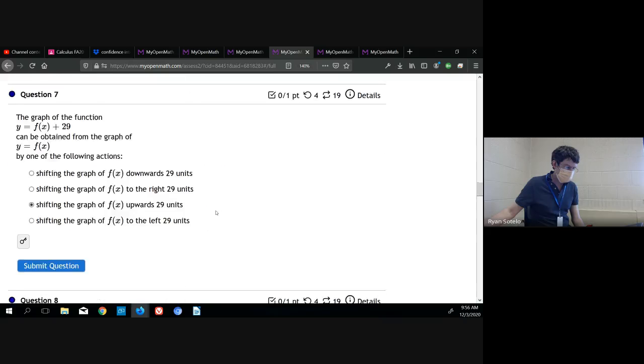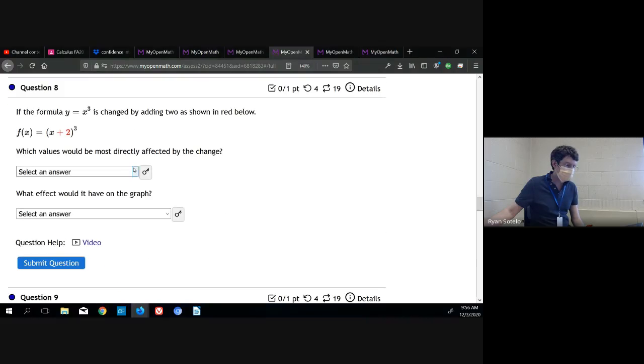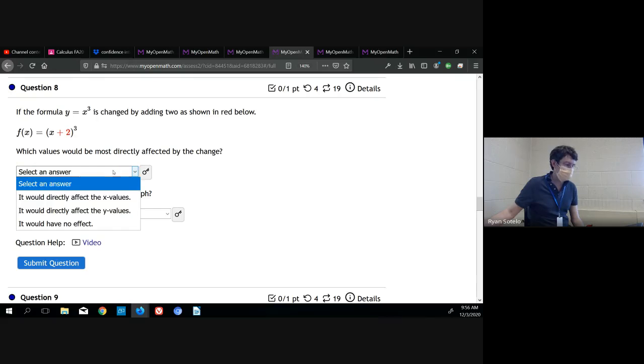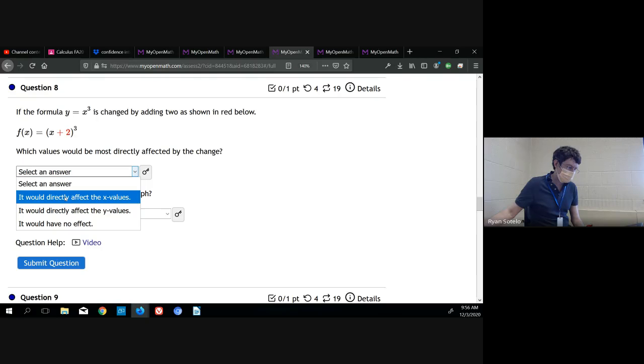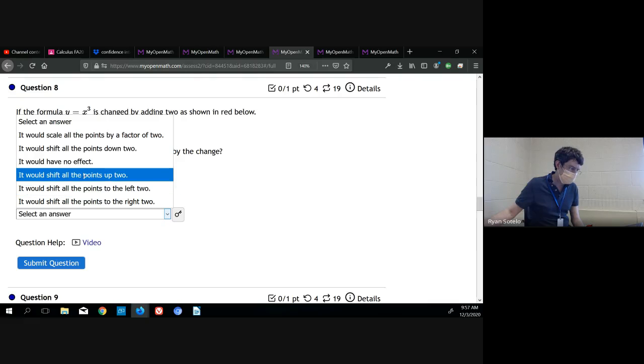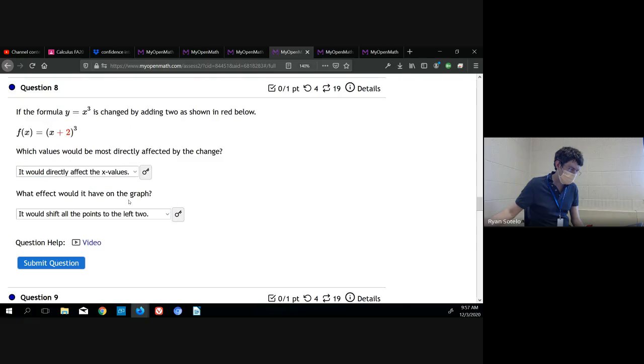Next one. What do you think that is? Going to the left as well. Yes. It would move all to the left. Shift all to the left. I actually just did one on my own. Nice. Awesome. You're like Albert Einstein. Hey, this is fun.